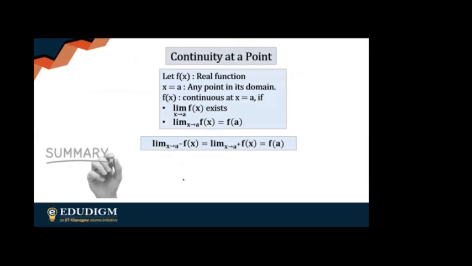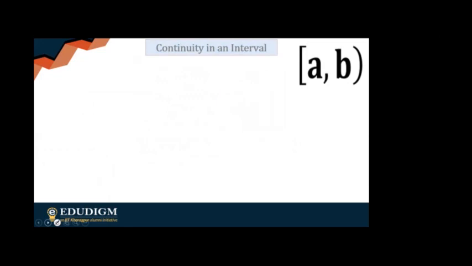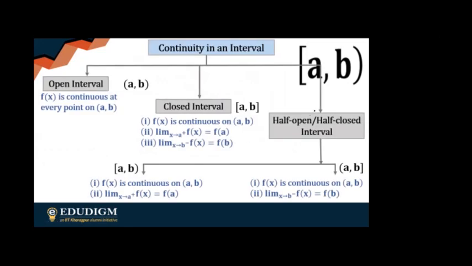First things first, we started with continuity at a point: left hand limit, right hand limit, and functional value. Very simple. We extended the idea to an interval. There's some problem with this particular image. Anyway, so open interval, closed interval, half open, half closed. And consequently, what are the possible types of limits that we will use here, the right hand or the left hand accordingly.